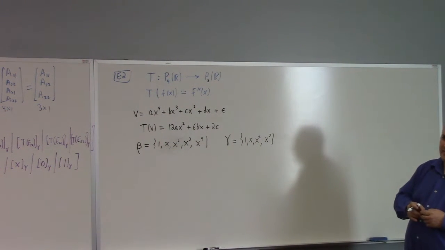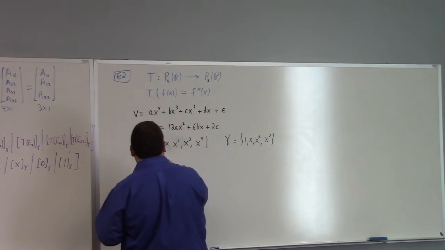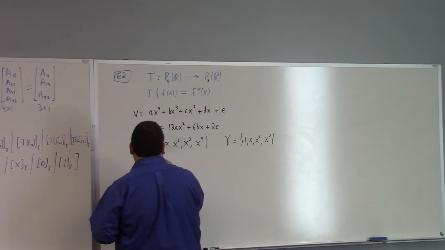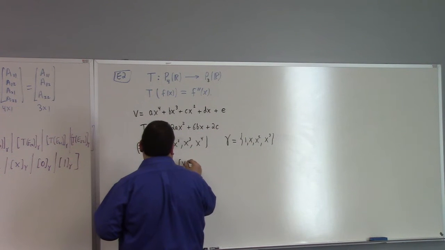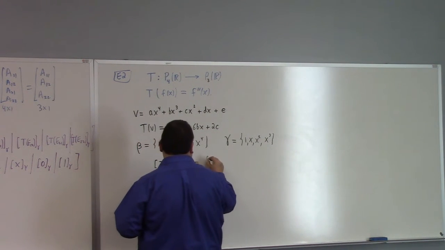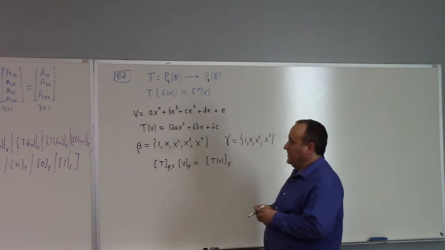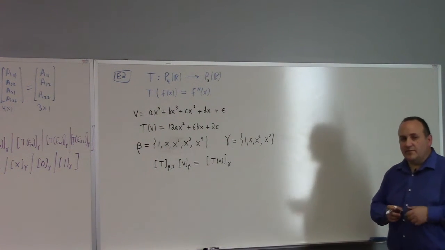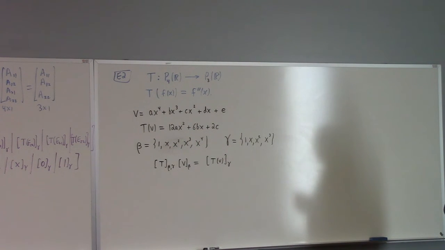I won't draw my pictures this time, okay? But I will kind of do this. What we want is the matrix of T with respect to beta gamma times the coordinate vector of v with respect to beta. That's got to be equal to the coordinate vector of T of v with respect to gamma. I need to set this up for an arbitrary input to figure out what the matrix is.